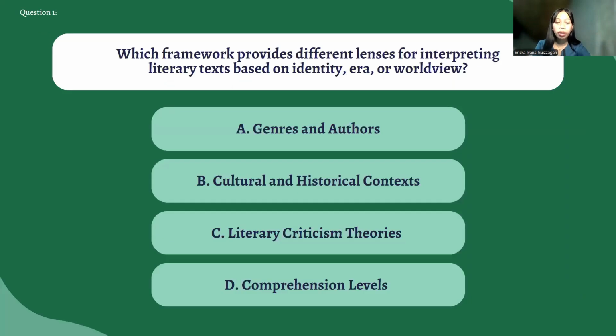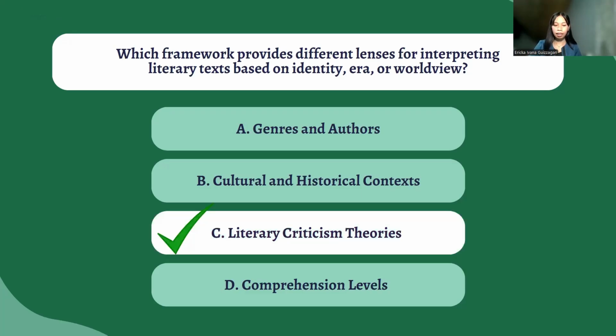In question number 1, which framework provides different lenses for interpreting literary text based on identity, era, or worldview? Is it A, genres and authors, B, cultural and historical context, letter C, literary criticism theories, and letter D, comprehension levels? I will give you time to answer and you may pause this video. Okay, let's reveal the answer.